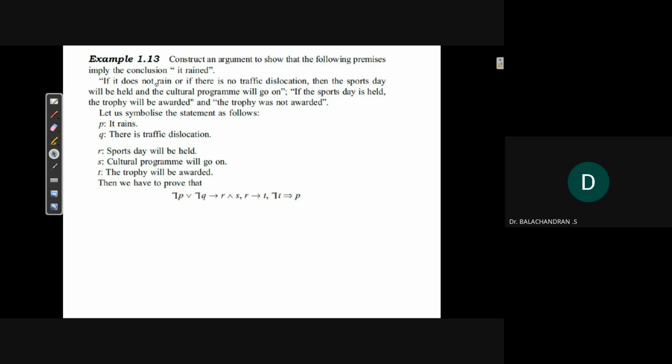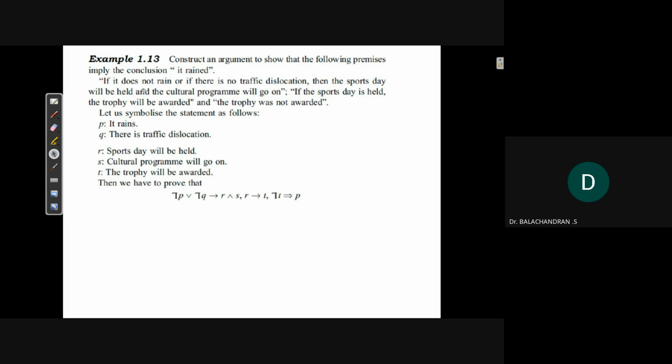If it does not rain, or if there is no traffic dislocation, then the sports day will be held and the cultural program will go on. From here to here, one premise. And then if the sports day is held, the trophy will be awarded. This is the second one. And the trophy was not awarded. This is the third one. So the conclusion is what? It rained.